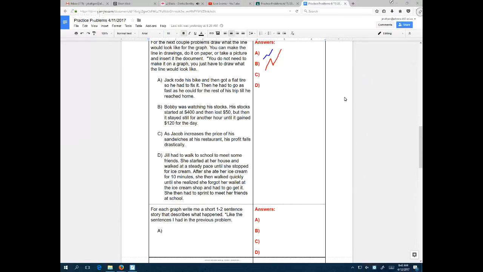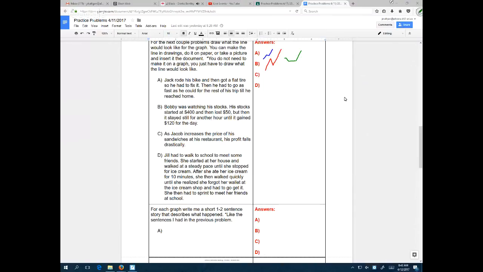Okay, good. This one was really tricky though, because this one shouldn't start at 0. It should start up here because it starts at 400. Then it should go down, because it says he lost 50 bucks first. You should have had a flat part because it stayed there for about an hour, and then it increased above what he started at, because it increased 120, which means if he lost 50 and went up 120, he was higher than what he started at.